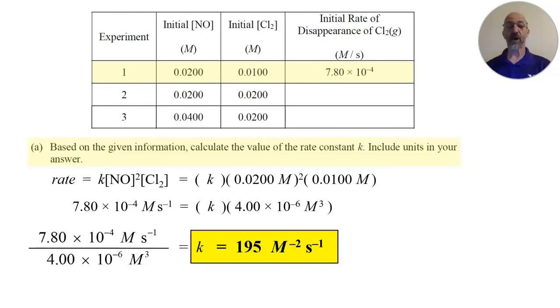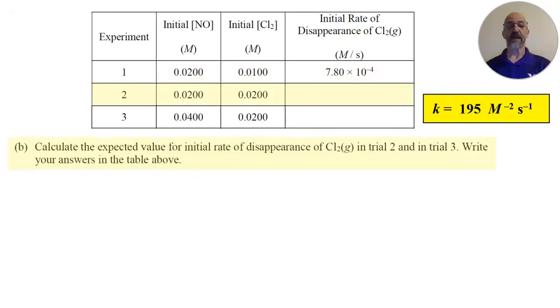Now I'm going to move on to part B of this question. In part B, it says calculate the expected value for the initial rate of disappearance of chlorine in trial 2 and in trial 3, and then write your answers in the table above. Now, there's one way that I could use the rate constant. Or I could simply look for a situation of comparison.